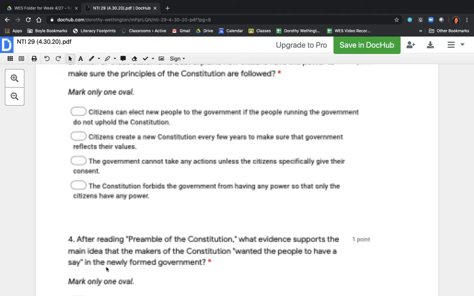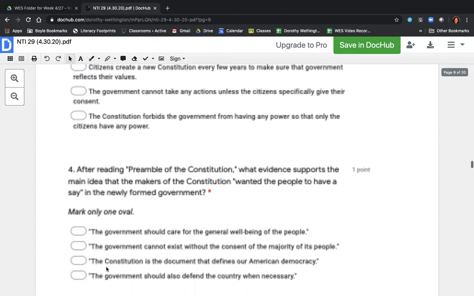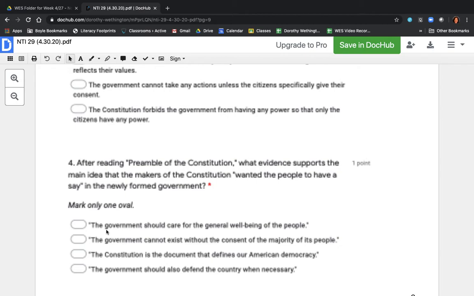After reading the Preamble of the Constitution, what evidence supports the main idea that the makers of the Constitution wanted the people to have a say in the newly formed government? The government should care for the general well-being of the people. The government cannot exist without the consent of the majority of its people. The Constitution is the document that defines our American democracy. Or the government should also defend the country when necessary.